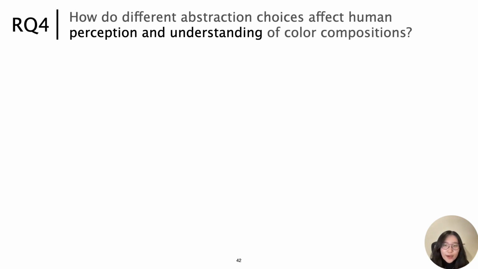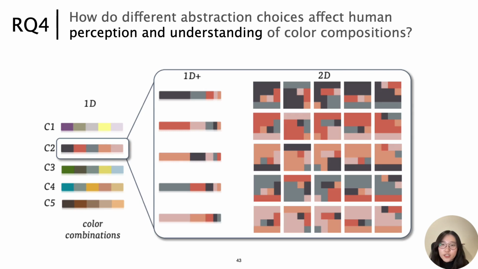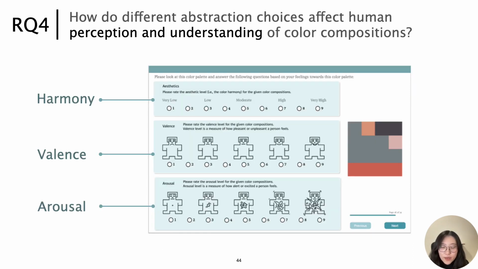The research questions we have answered through our user study are more about the interaction side. Besides them, we are also curious about the perception side impacts of the different color palette formats. We ask, how do different abstraction choices affect human perception and understanding of color compositions? We conducted a survey study with 100 participants to further quantitatively measure this question. We have chosen 5 different color combinations and tweaked their corresponding palette formats for testing. By presenting our participants this interface, they are asked to rate the given palette regarding its harmony, valence, and arousal.